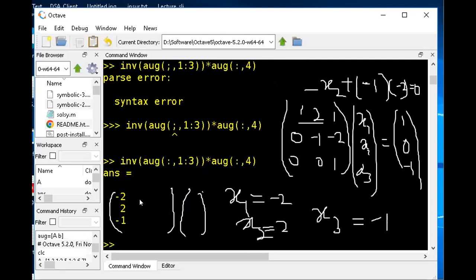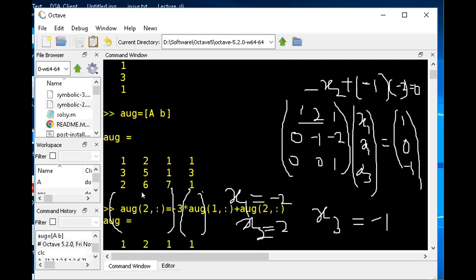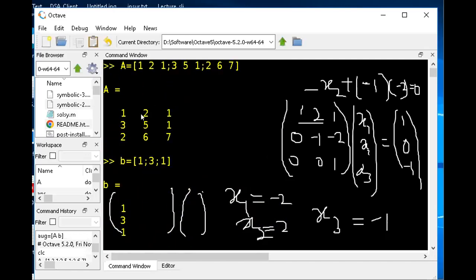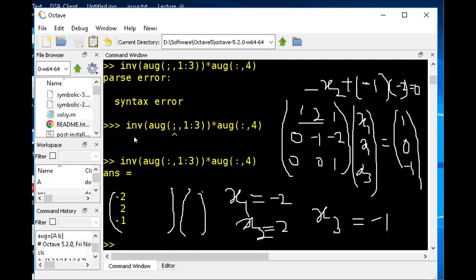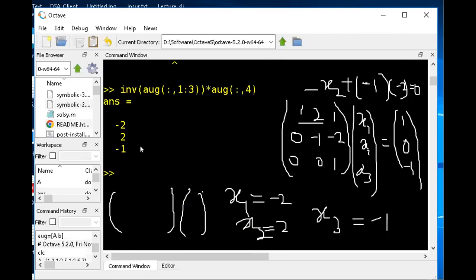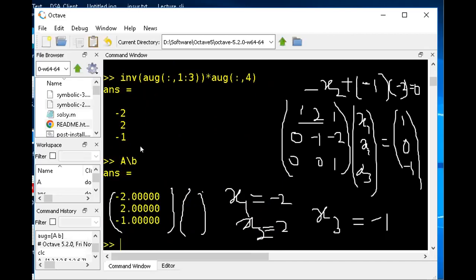If you find the original one, let's find that. Some people use this notation as well. So this is the original. Like that.